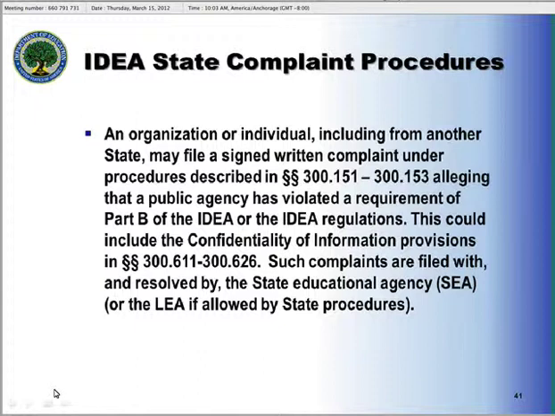Generally, states are required to resolve such complaints within 60 days of the receipt of the complaint by the SEA. The violation under the IDEA must have occurred not more than 1 year prior to the date the complaint is received by the SEA. If the SEA identifies violations, it could require corrective actions to achieve compliance.